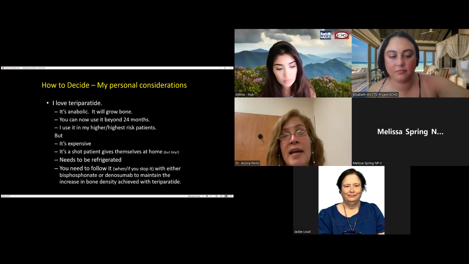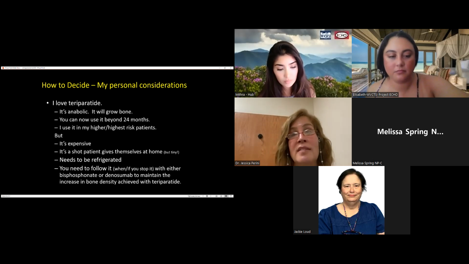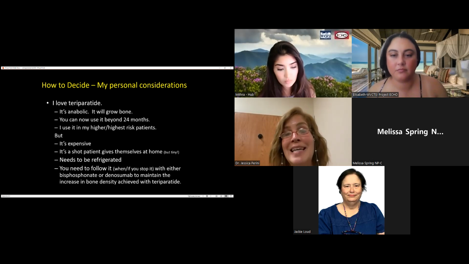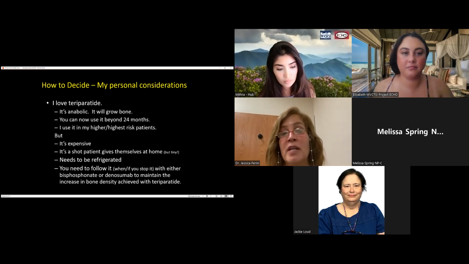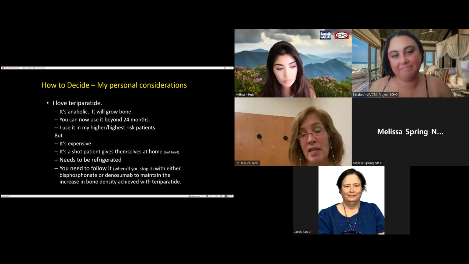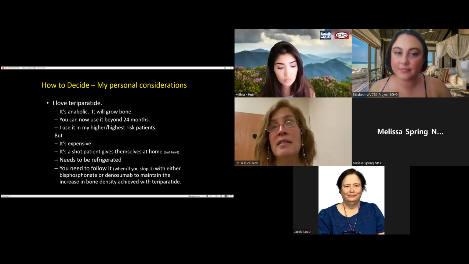And like the romosozumab, once these anabolic agents stop, you need to follow it up with a bisphosphonate or denosumab to maintain that good improvement in your bone density that you get with teriparatide. Next slide.